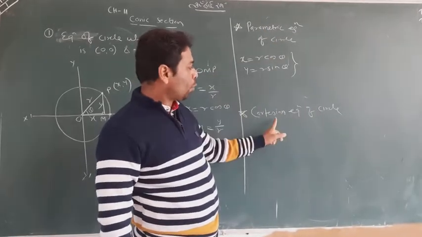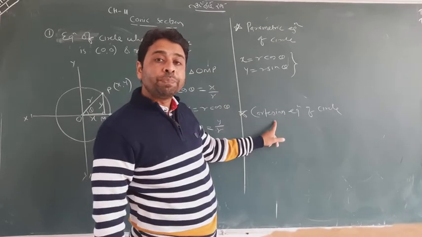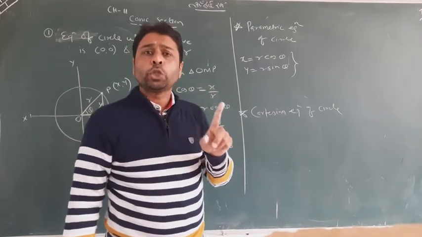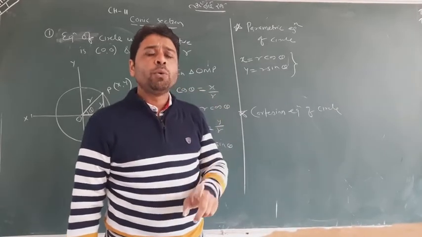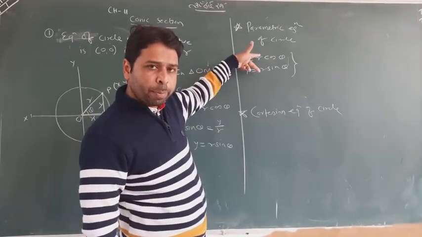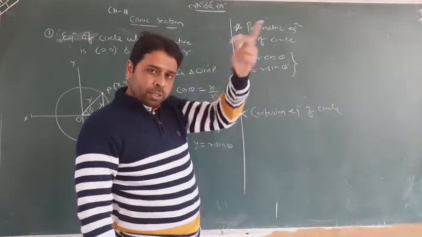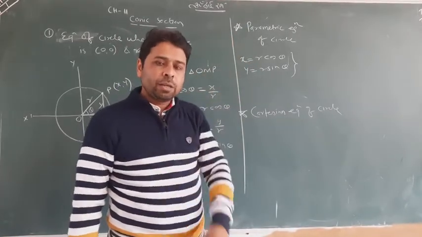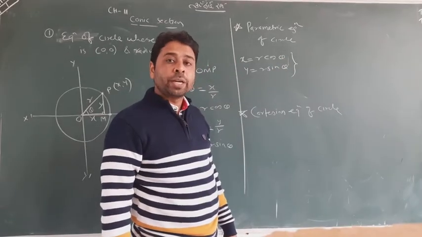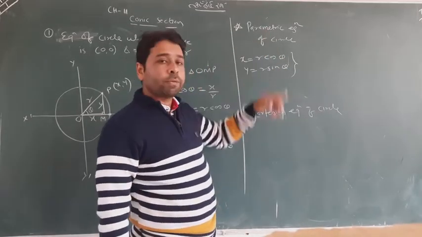Okay, now what is this? The Cartesian equation will be only in x and y, and it is shown by one equation. The parametric form is shown by two equations. So keep in mind, when x and y are expressed separately in terms of a third variable theta, it is called a parametric equation.